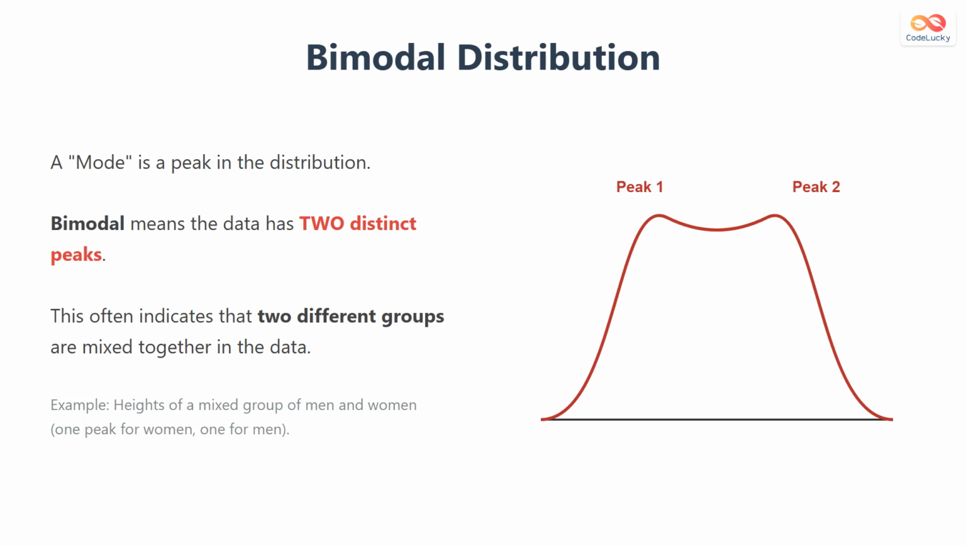What if there are two peaks? This is called a bimodal distribution. Bi means two and mode means peak. This shape often suggests that two different groups are mixed together in your data. For instance, if you plotted the heights of a mixed group of men and women, you might see one peak for the women's average height and another peak for the men's average height.